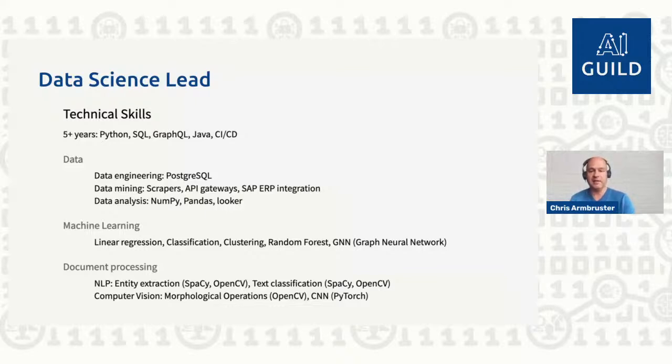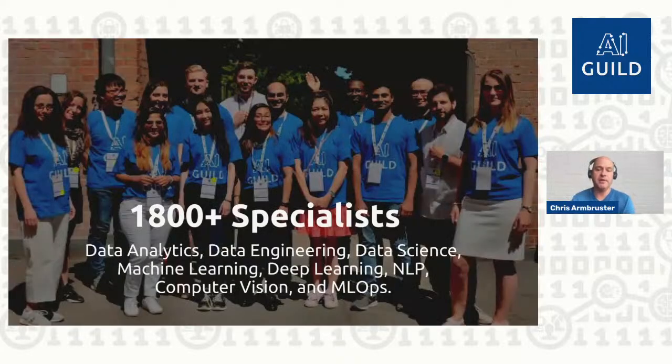Okay, so we're diving in with this first example. And this example, like all the other examples that I'm going to show you, have been drawn from the AI Guild and its members. So the AI Guild at the moment is 1,800 specialists in data analytics, data engineering, data science, machine learning, deep learning, NLP, computer vision, and ML ops.